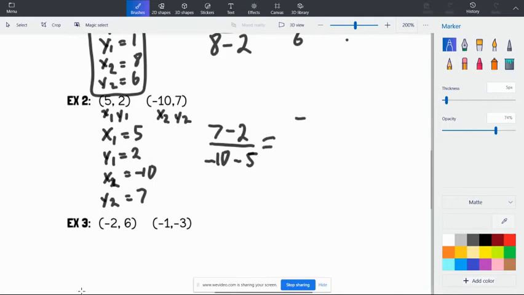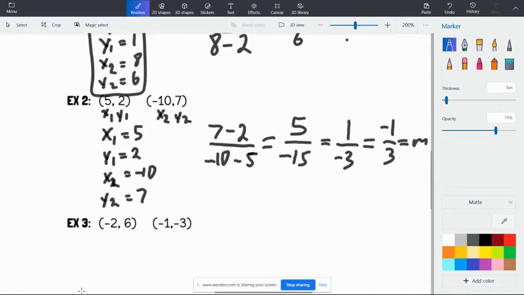7 minus 2 is 5. Negative 10 minus 5, you're going deeper in the negatives. It's negative 15. Now this is not simplified because both of these numbers are divisible by 5. If we divide 5 by 5, we get 1. Negative 15 divided by 5 would be negative 3. Like we did in the previous page, flip that negative to the top because that looks way better. And there's your answer, negative 1/3.